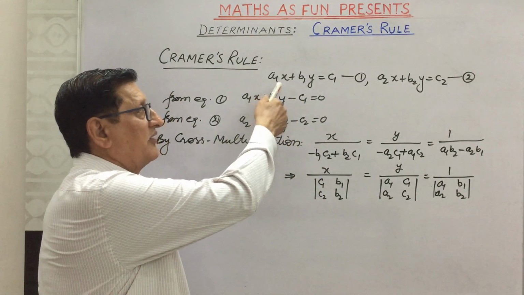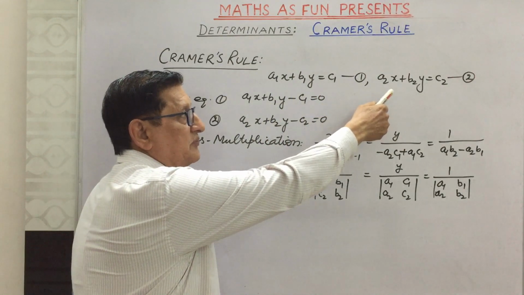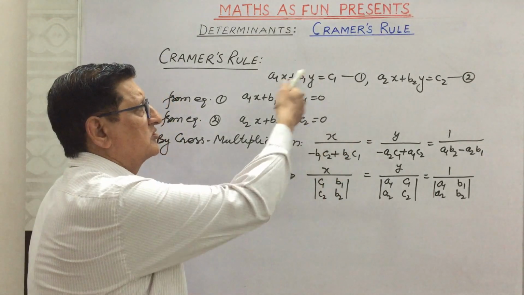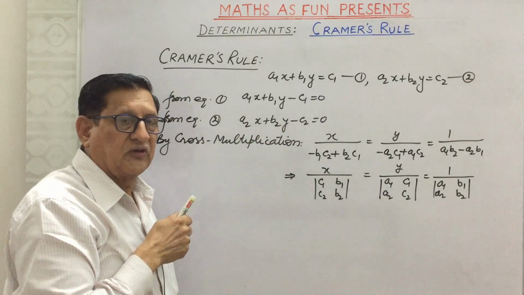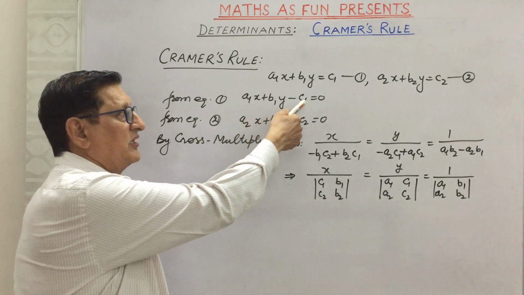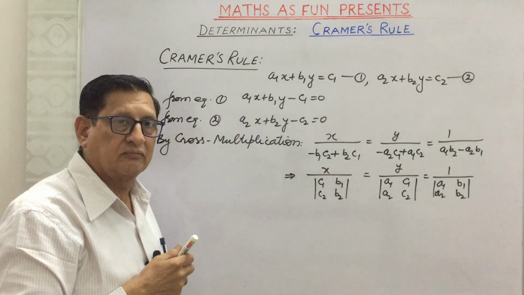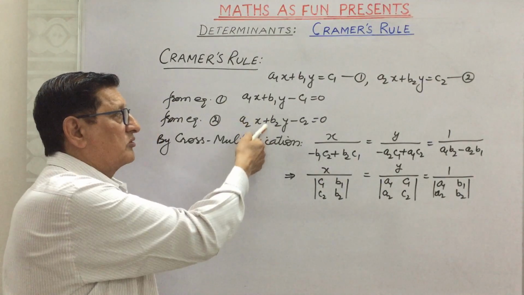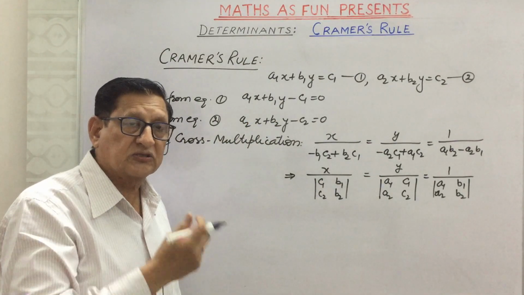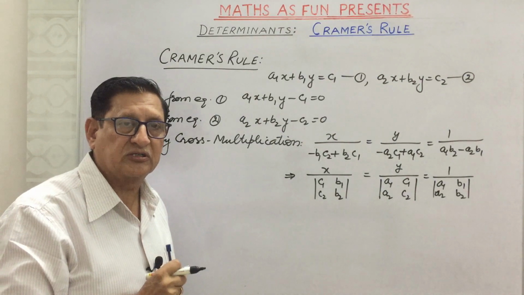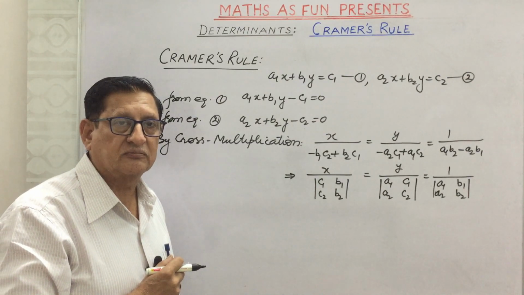The first equation is a1x plus b1y equal to c1 and the second one is a2x plus b2y equal to c2. By transposing the constant terms, we convert them into the standard forms. The first one will be a1x plus b1y minus c1 equal to 0 and the second is a2x plus b2y minus c2 equal to 0. We can find the solution of this system of equations by using the cross multiplication method. We have already learnt the cross multiplication method to find the solution of linear equations in the video Solution of Pair of Linear Equations in Two Variables.